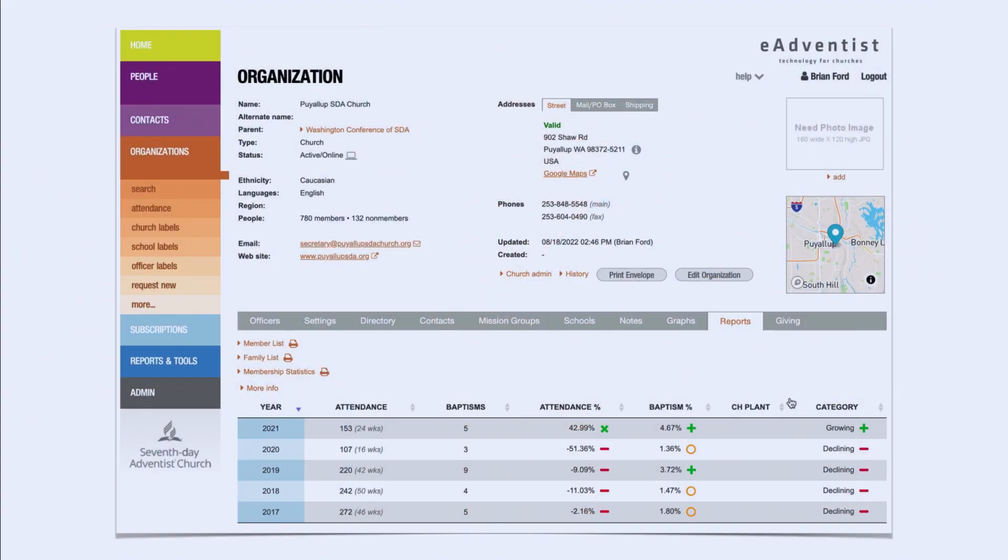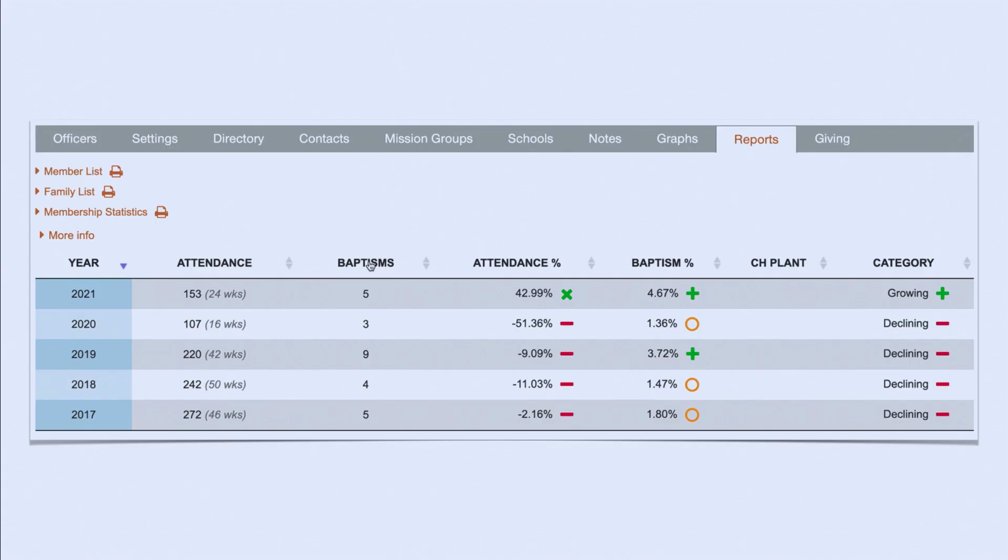If you would like to track this for your church, we've already got the component of this that we use to build it available in eAdventist. If you look up your church, there's a tab called Reports, and at the bottom of that, you will see your graph, your numbers for the last, back to 2017. Let me zoom in on it. This happens to be the Puyallup Church here in the Washington Conference.